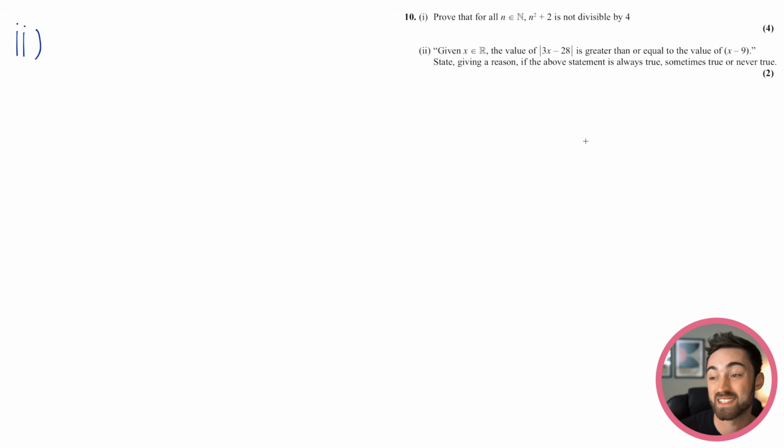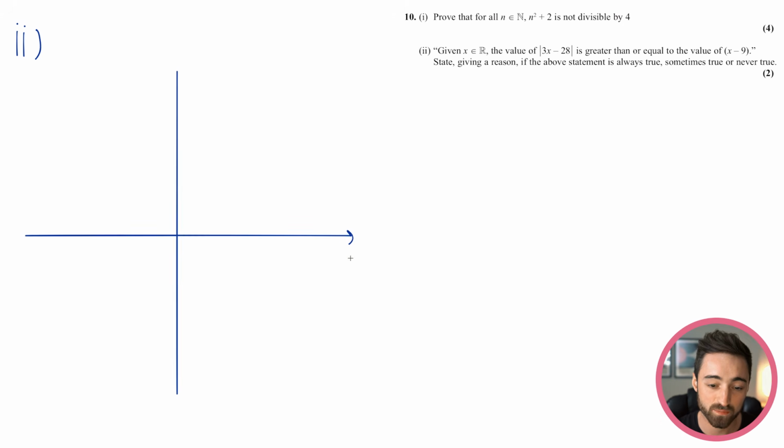If that was 3x minus 27 in that modulus, then I'd be able to take a 3 out, and then I'd have that x minus 9 in the middle, and I'm sure that would have helped, but it's not. So 3x minus 28, be super careful there. What I want to do is draw a graph, because it's always nice to draw graphs when we have modulus. It's just easy to see what's going on.